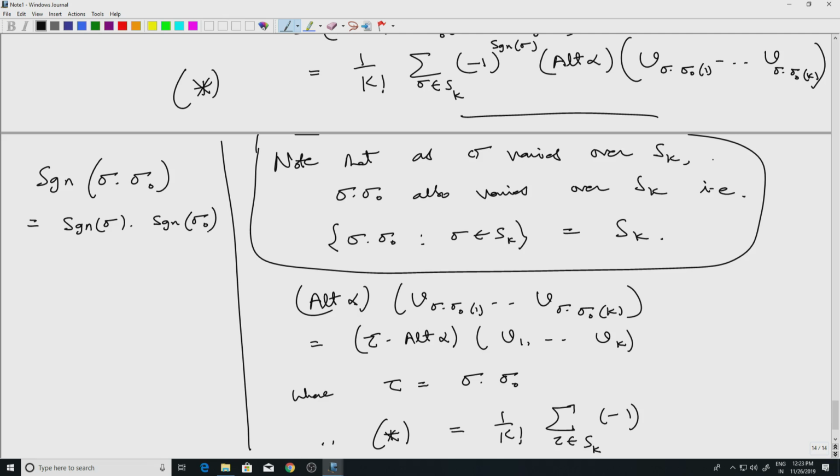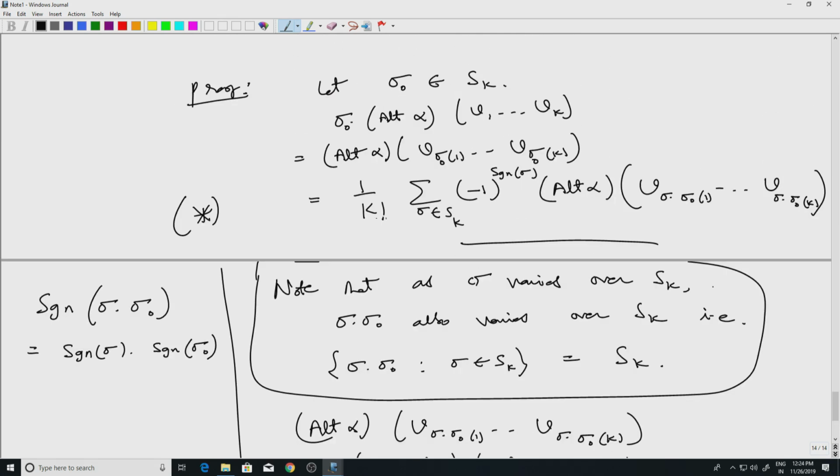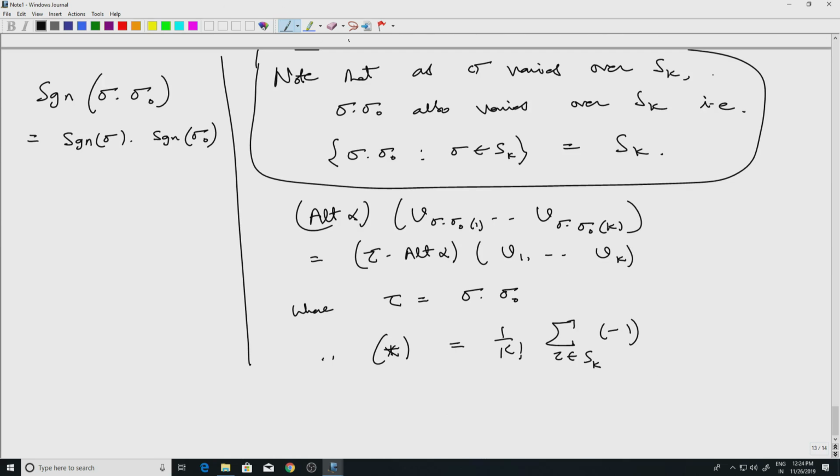So because of that, again I'm resorting to this unfortunate thing about writing it like this, sgn sigma, and here it is sgn sigma, and then the only thing I've changed is, instead of that, I'll write it as tau alt alpha V1 up to Vk.